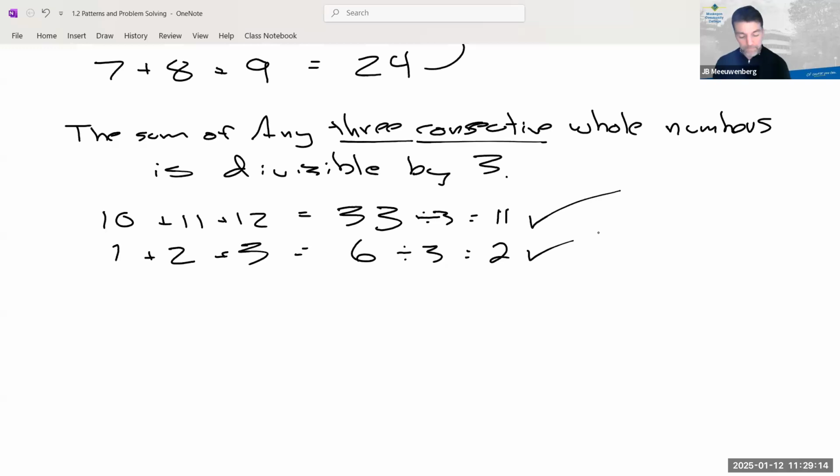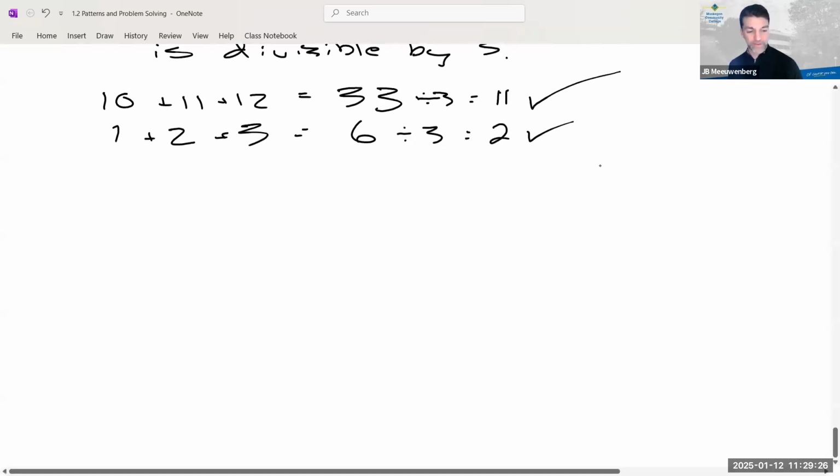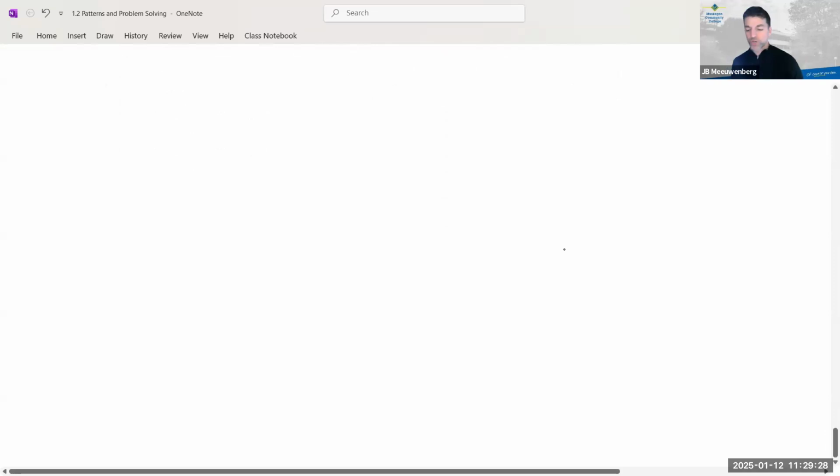So I'm going to do a different problem. By the way, there is a way to prove that any 3 consecutive numbers is divisible by 3. We're just not going to see it here. Again, that's a whole different subject. We're going to do another example, something we call circle dots.